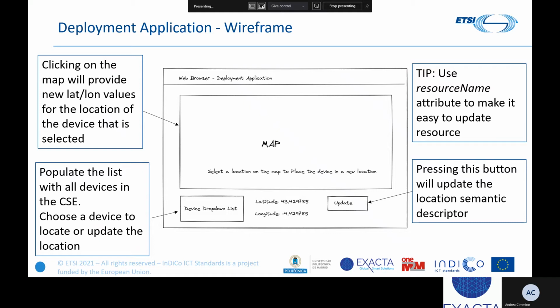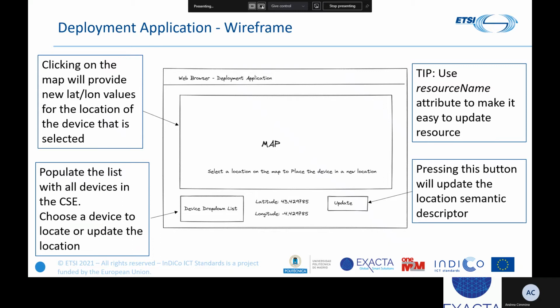What I'm using here is, for this deployment application, I've developed a web browser-based application that will display a map, and also it'll have a drop-down list of devices, and it'll also indicate the latitude and longitude of a device or a place clicked on the map, and then also the ability to do an update.